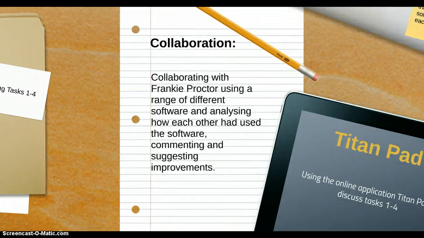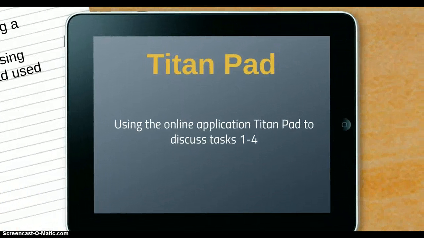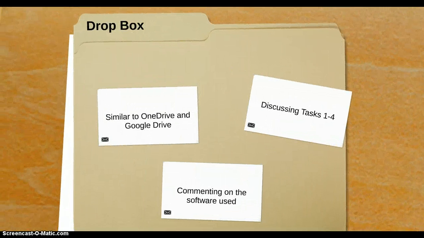So, I collaborated with Frankie Proctor using a range of different software, and I analysed how each software was used, commenting and suggesting on improvements. So first of all, we went to use TitanPad. Later on in this presentation, I'll discuss what I thought of TitanPad. We discussed tasks 1 to 4 using this. We then used Dropbox. It's kind of similar to OneDrive and Google Drive, again discussing tasks 1 to 4 and commenting on the software used.